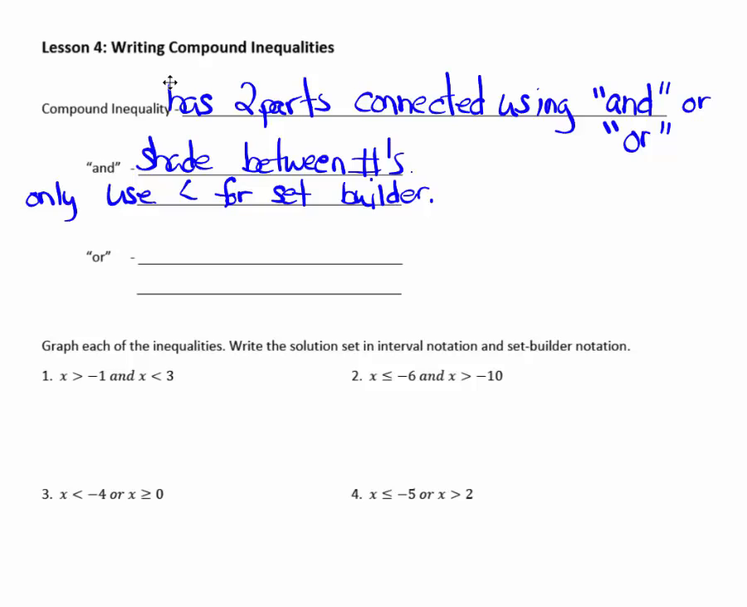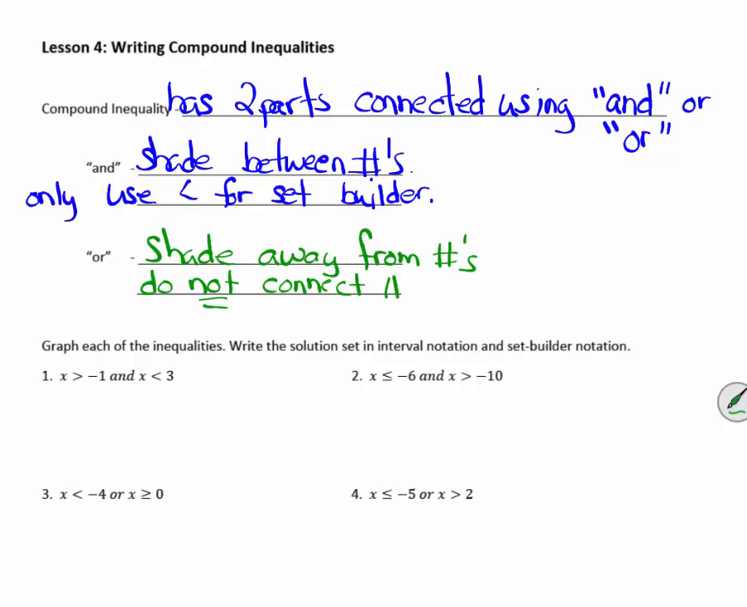If it's an "or" problem, it means that you're going to be shading away from the numbers. In set builder notation, we're not going to connect the numbers. Do not connect numbers. All right, well, let's take a look at what I mean by that.